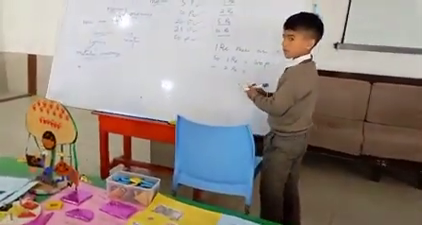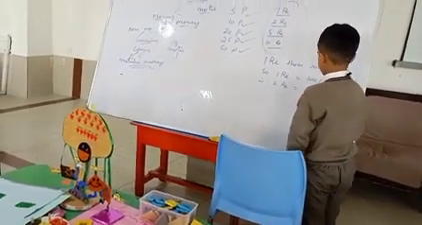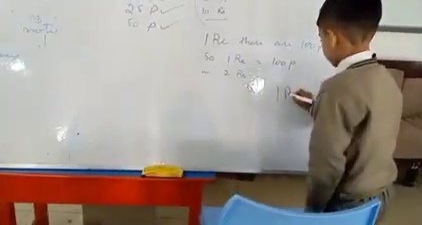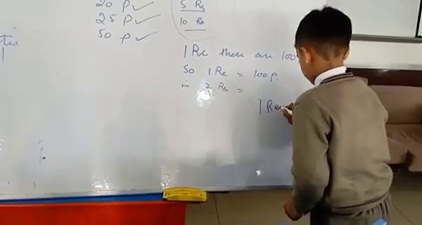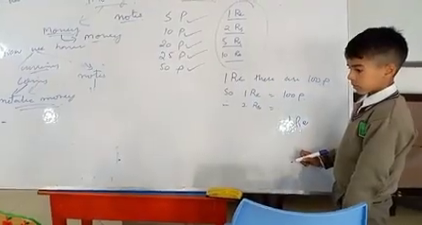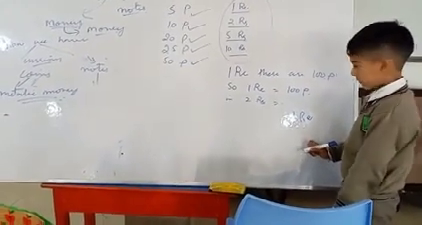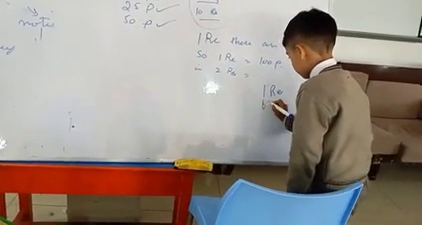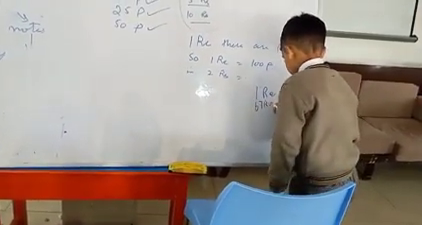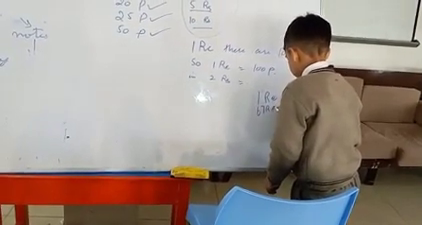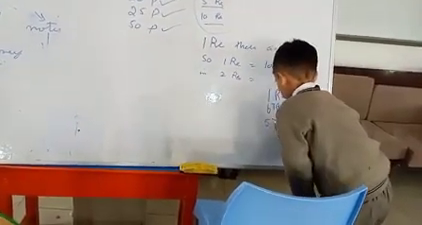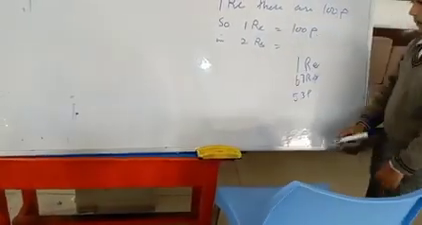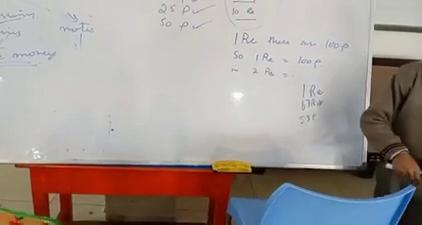For another question, I would like to call Khalid. Come forward, hold the marker and tell me the symbolic form of 1 rupee. Only 1 rupee. Okay, 67 rupees. Okay, 53 paisa. Very good. Claps for him.